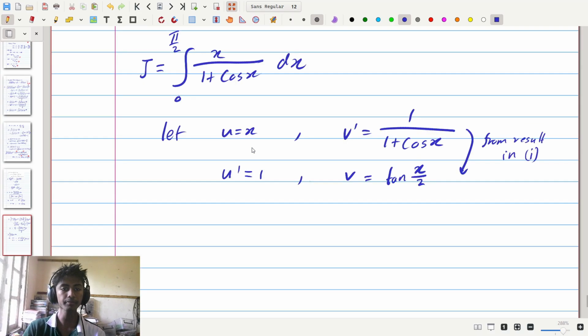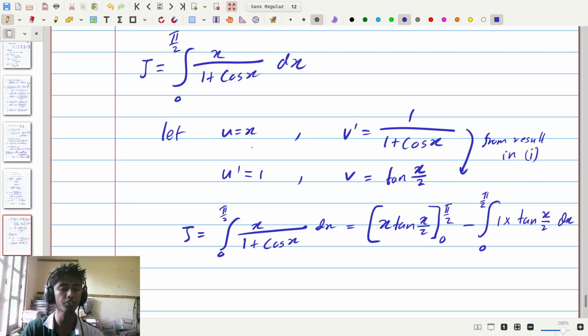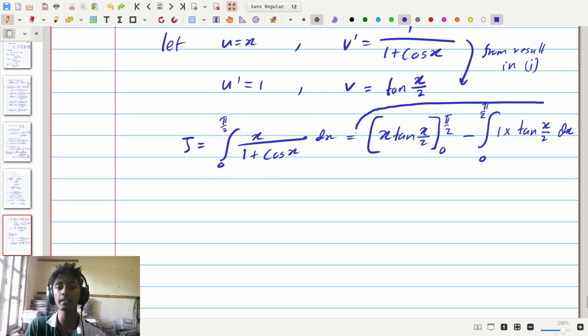So according to integration by parts, our integral j, which is the integral from 0 up to pi by 2 of x divided by 1 plus cos x with respect to x, is equal to the limits of uv, which is the limits of x times tangent of x divided by 2 from 0 to pi by 2, minus the integral of u prime times v, which is the integral from 0 up to pi by 2 of u prime, which is 1, times v, which is tan of x divided by 2, with respect to x. So therefore, we get this integral being equal to this.